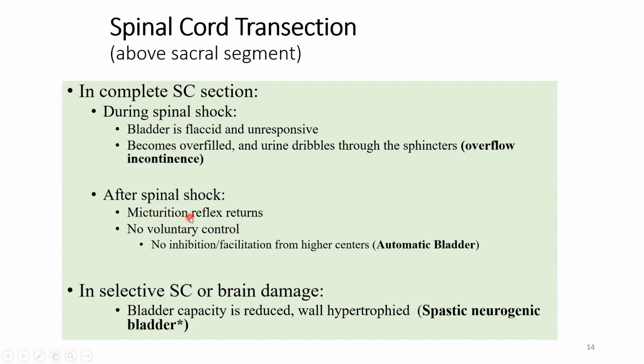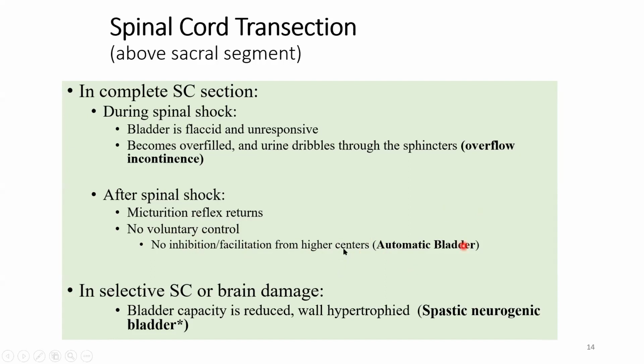However, of course, it won't behave very nicely. It will behave as a rude cousin of yours, in the sense that it will do whatever it wants. There won't be any voluntary control, because voluntary control was exerted by the descending fibers coming from the higher centers, which in this case you have cut. So there is no voluntary control, and a very important thing to note is that there is no inhibition or facilitation from the higher centers, and this is called automatic bladder.